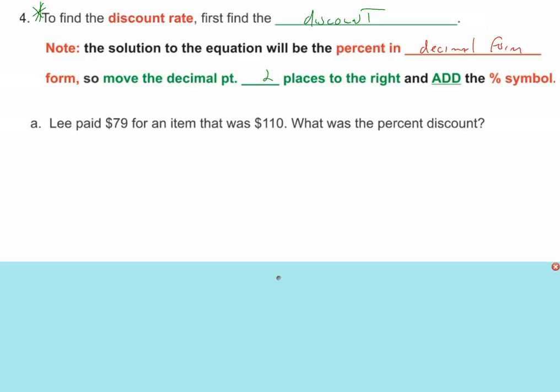Okay, so listen. Here's the big mistake. Don't do this in your notes. Don't do anything. I'm just showing you the wrong thing to do. Here's what some people will do. $79 equals percent times $110. They'll divide both sides by 110. Take your calculators out. Divide 79 by 110 and then multiply by 100%. You get 71.8%, yes?